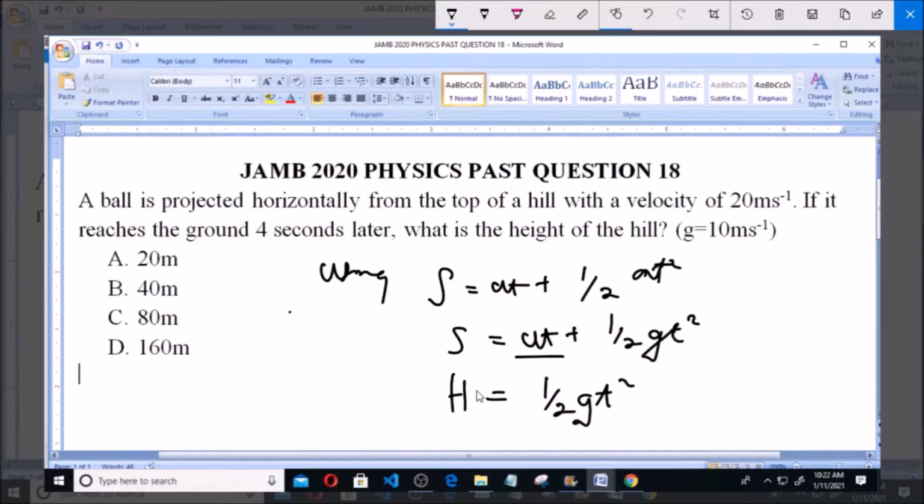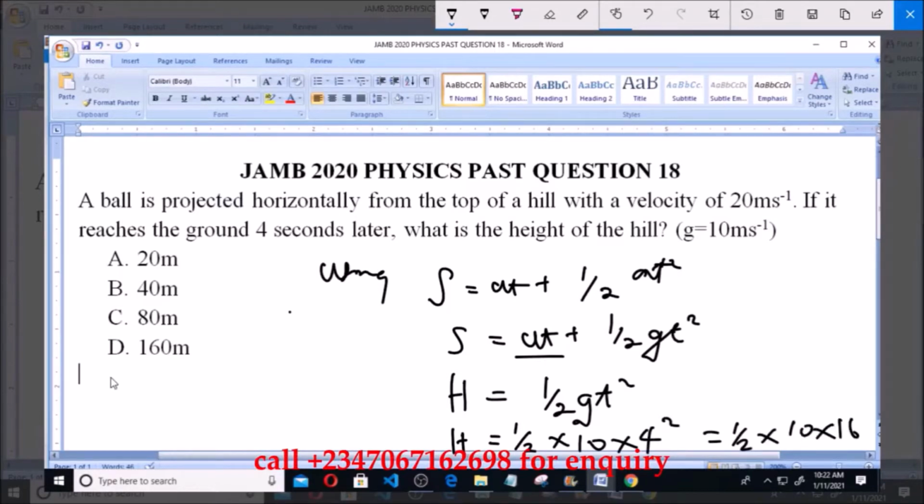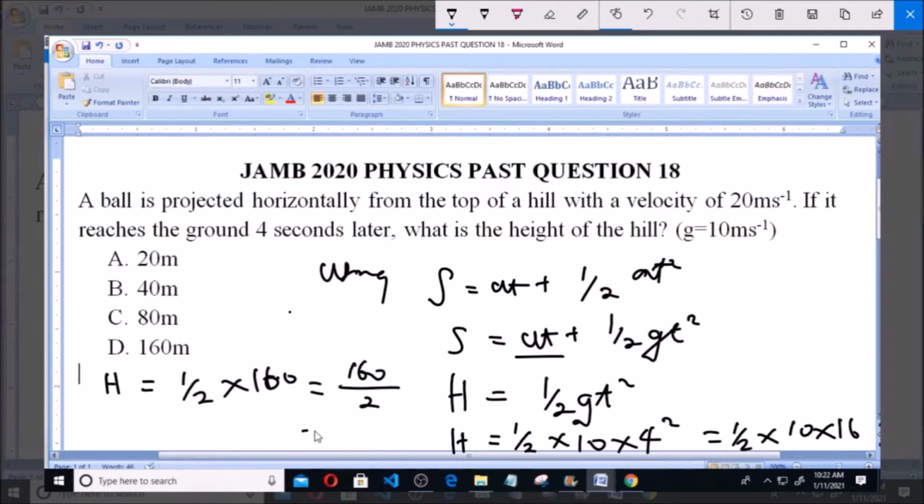Now the height H will be equals to half multiplied by G, which is 10, multiplied by T square, and that is 4 square. So this is equals to half multiplied by 10 times 16. So that means H is equals to half multiplied by 160, and that is equals to 160 all over 2, which is equals to 80 meters. So the height of the hill is 80 meters, and that is option C.